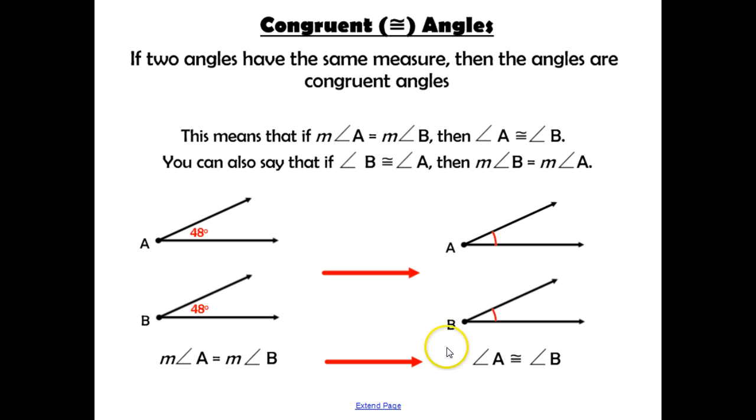So when we're not sure what the measure is, but we know they're the same, we say angle A is congruent to angle B. And again, note the difference of when you use an equal sign to represent exact measurements versus the congruent symbol just to talk about the actual geometric figures themselves.